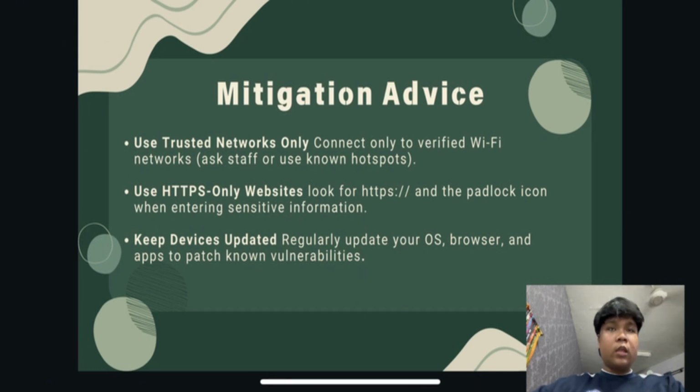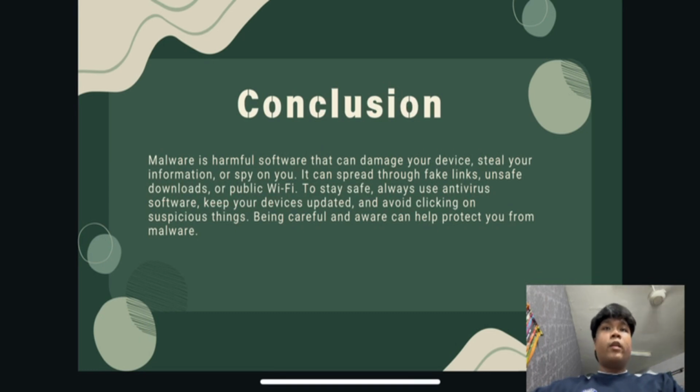So in conclusion, malware is harmful software that can damage your device, steal your information or spy on you. It can spread through fake links, unsafe downloads or public wifi. To stay safe, always use antivirus software, keep our device updated, and avoid clicking on suspicious things. Being careful and aware can help protect you from malware.